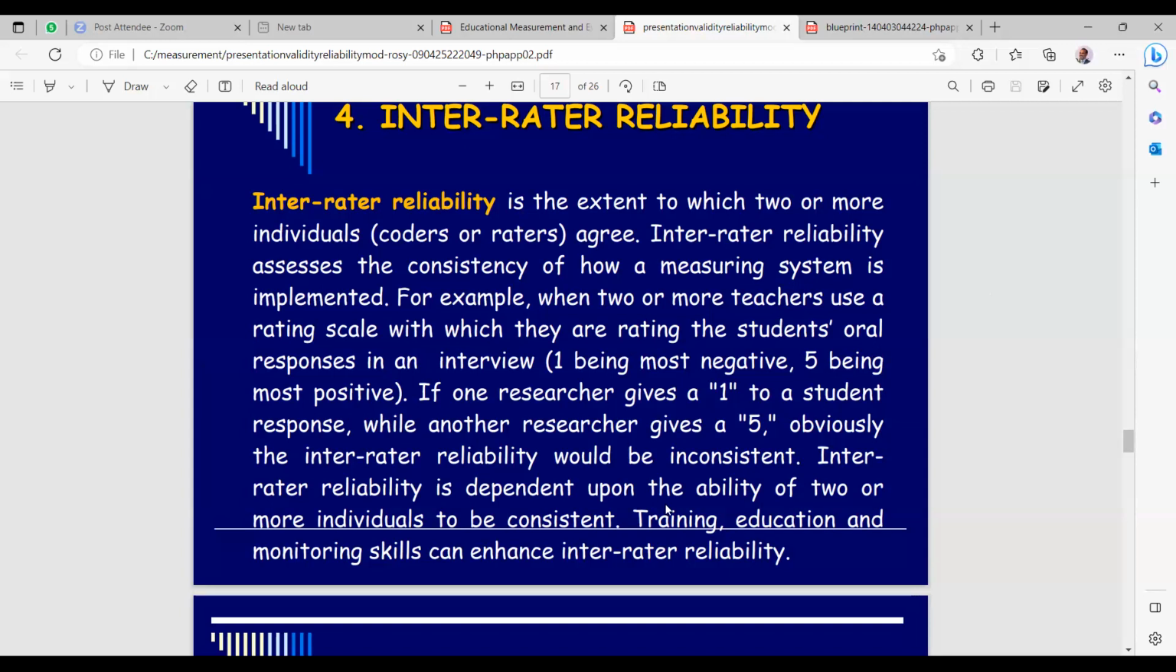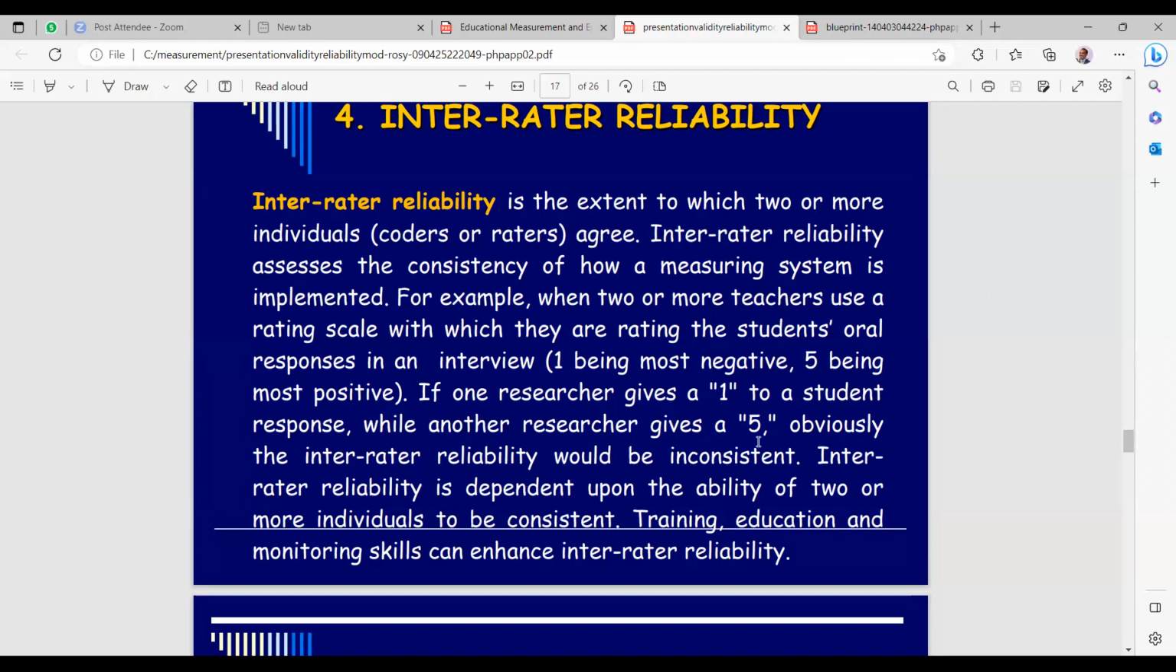in an interview. If one researcher gives 1 to a student response, while another researcher gives 5, obviously the inter-rater reliability would be inconsistent. So inter-rater reliability is dependent upon the ability of 2 or more individuals to be consistent.